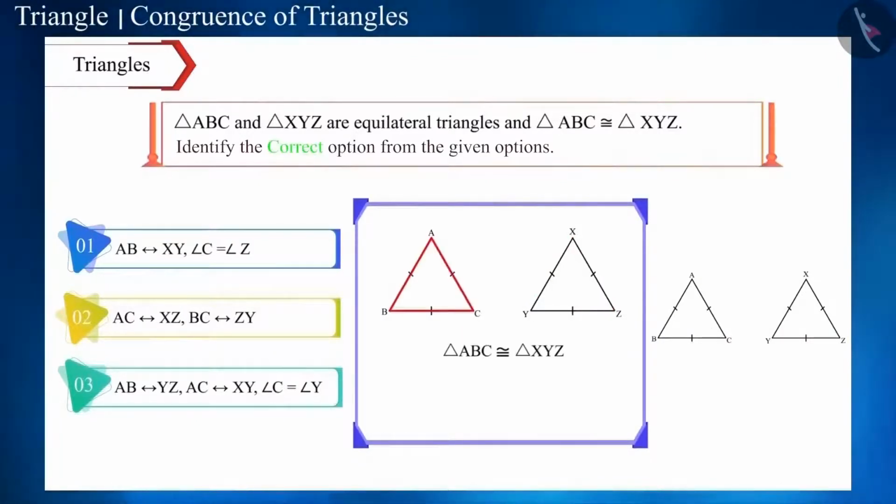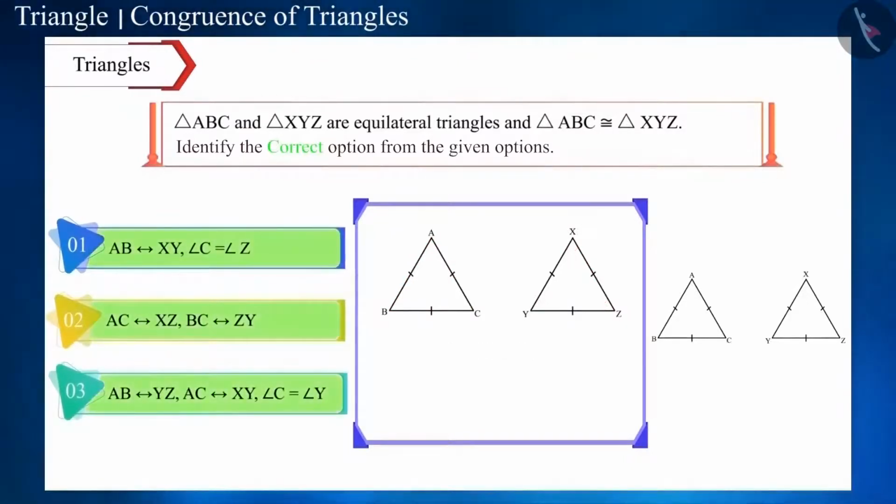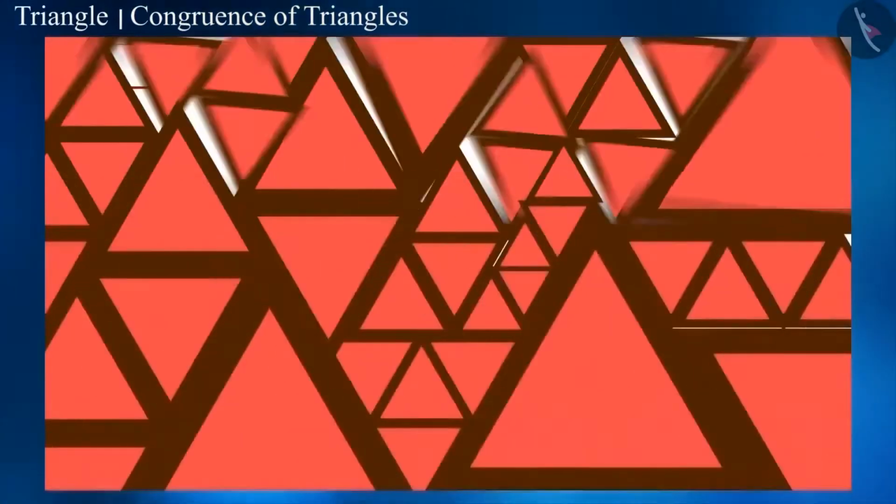That is, any side of triangle ABC will be equal to all the sides of triangle XYZ, and similarly, the angles of one triangle will be equal to all the angles of the other triangle. Therefore, all the given options are correct. And in such circumstances, we can also write the congruence of triangles as follows. Triangle ACB is congruent to triangle XZY, triangle CAB is congruent to triangle ZXY, and triangle BAC is congruent to triangle YXZ. Let's look at one more question.